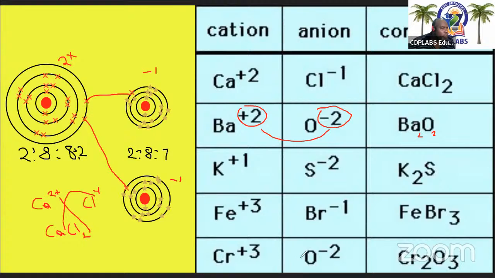But look at this one now. None of them cancel out each other. None of them is 1. So you just switch them. 2 go there, and the 3 go here. Then you have that.